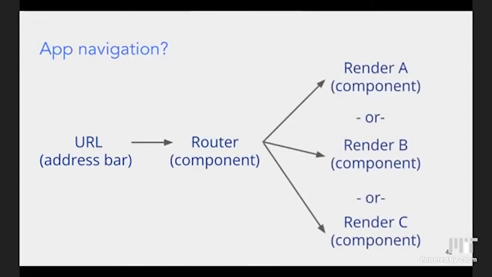So how this works on a basic level is we enter a URL in our address bar, for example, and the URL will then tell the router that, I want to go to this page. And then the router will tell the program to render either component A or component B or component C, depending on what you define for each page.